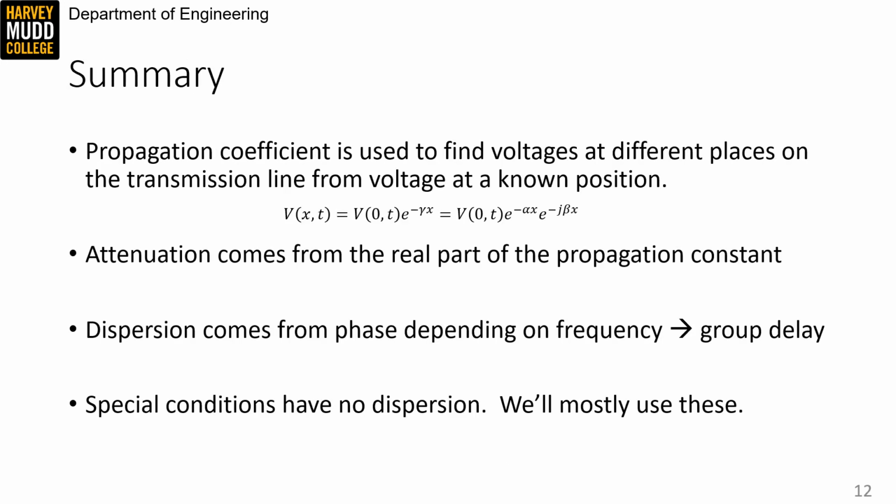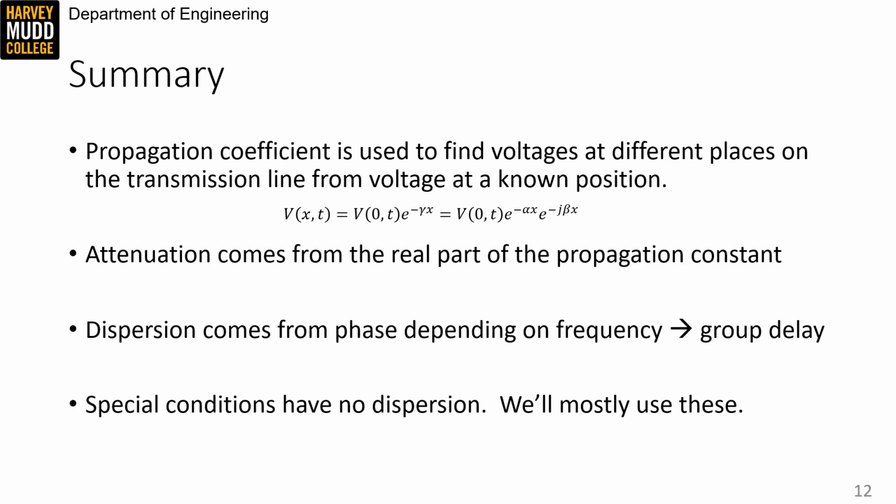So in summary, the propagation coefficient is used to find voltages at different places on the transmission line from voltages at a known position. And this equation shows that relationship, and also that the propagation coefficient gamma can be broken into a real alpha and an imaginary beta or k part.